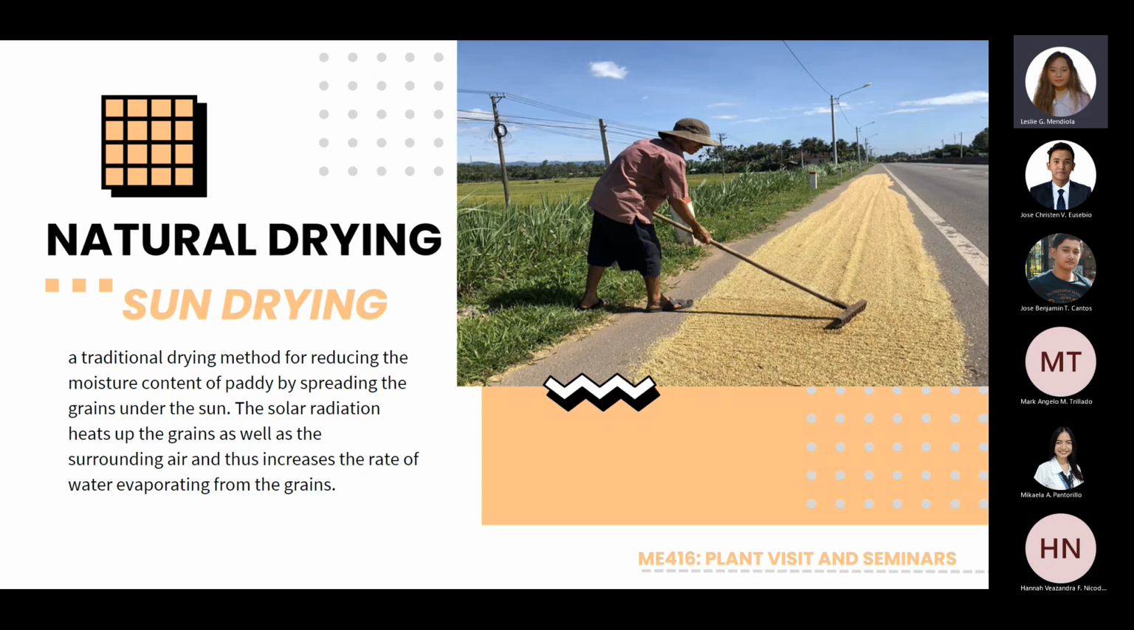So, yung mga example ng products na ginagamitan ng sun drying, yung mga fish, rice, coffee, minsan meat, vegetables, and then usually nga sa mga floor, sa roof, or sa tray. Next naman po.